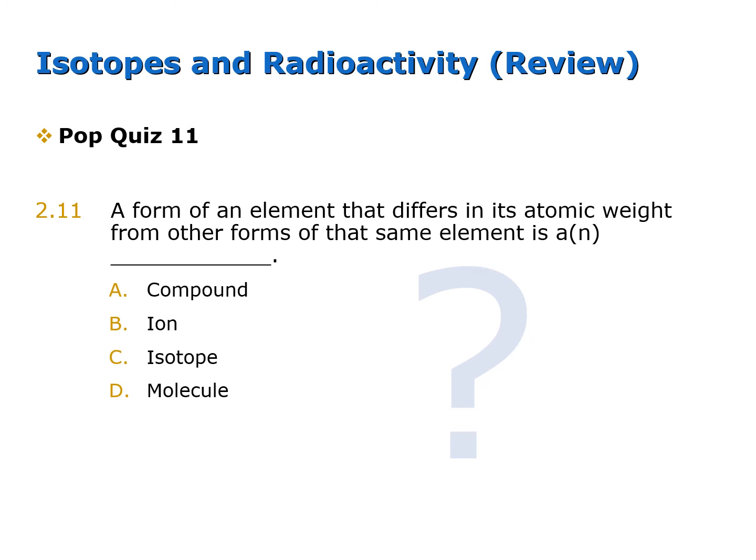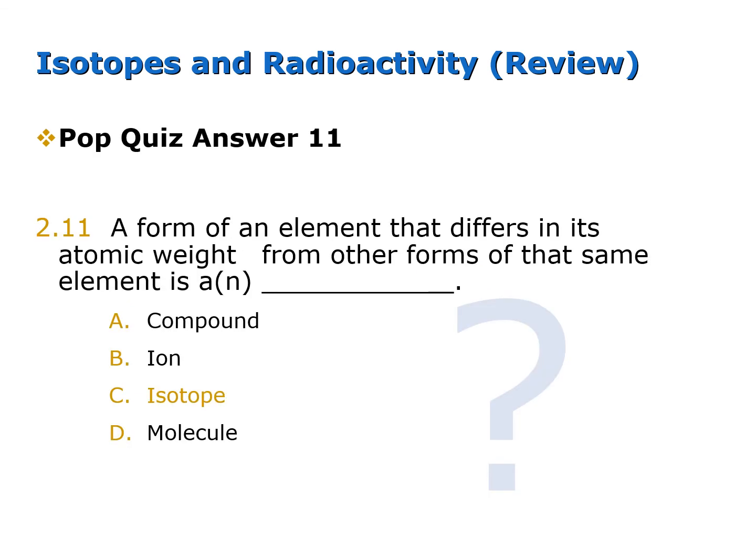Question number 11. A form of an element that differs in its atomic weight from another form of the same element is A. Compound, B. Ion, C. Isotope, or D. Molecule. A form of an element that differs in its atomic weight from other forms of the same element is called an isotope.